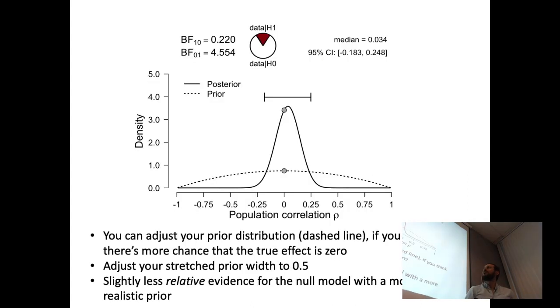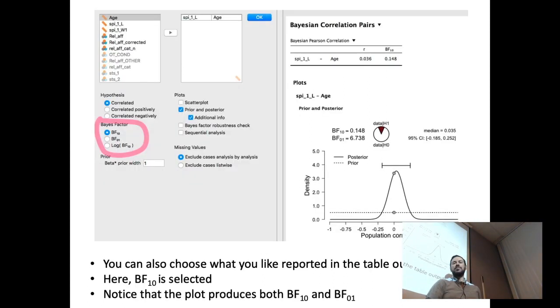Quite a common approach is a beta prior width, or stretch prior width, of 0.5, which gives you a little bit more. By doing that, you're saying that your prior belief is that values around 0 are much more likely than values at the thresholds. So you can adjust that as well. Even if we do this, it doesn't really change our results that much anyway.